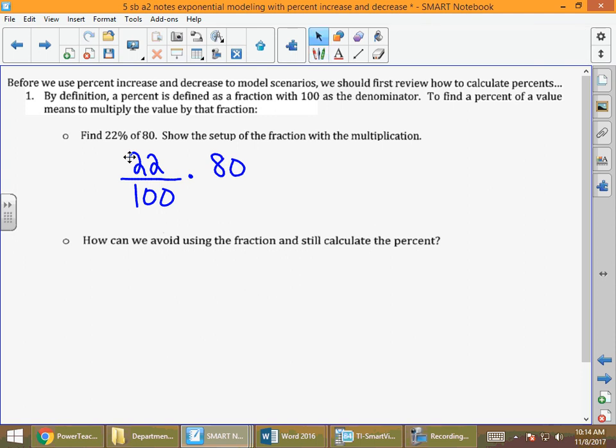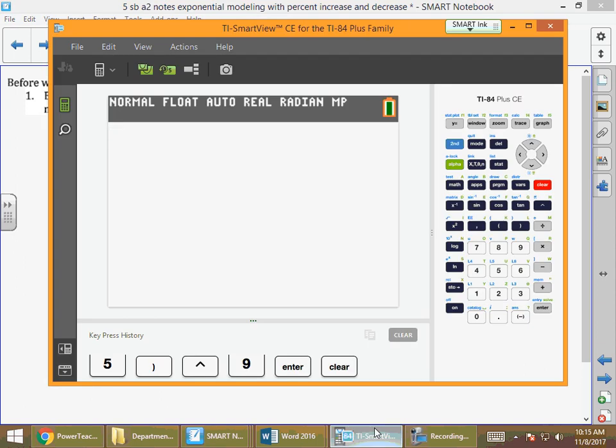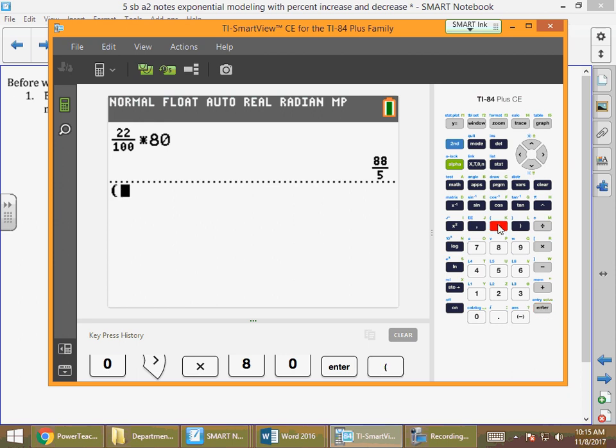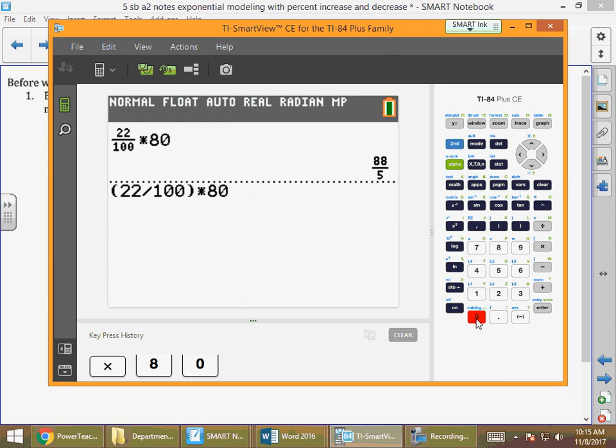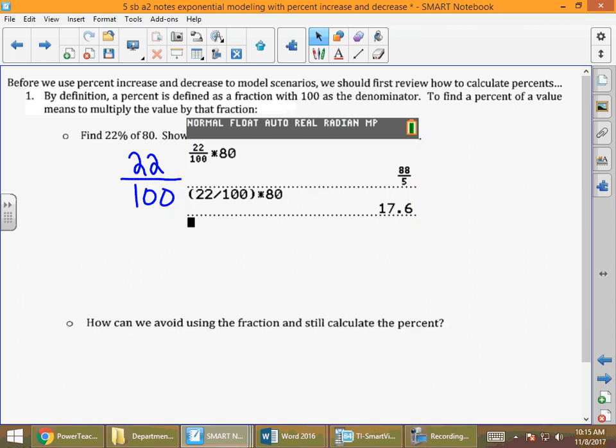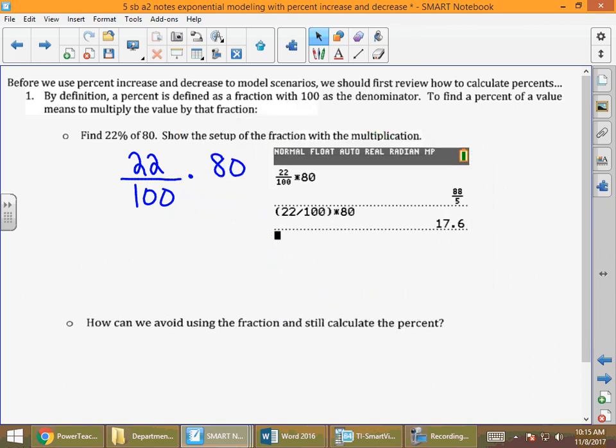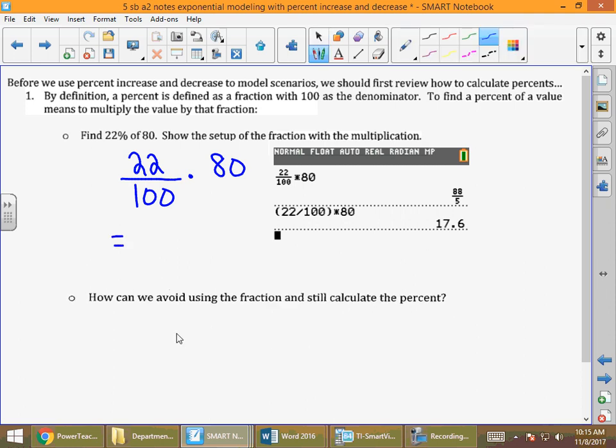If we type that into our calculator, we have 22 over 100 times 80, which is going to give me a fraction value, and I'm fine with that answer. If you don't have the fraction button on your calculator, you can type it like this: 22 divided by 100, close the parentheses, times 80. And that's going to give us our decimal equivalent. 88 over 5 is the same thing as 17.6. So either answer equals 88 over 5 or 17.6.